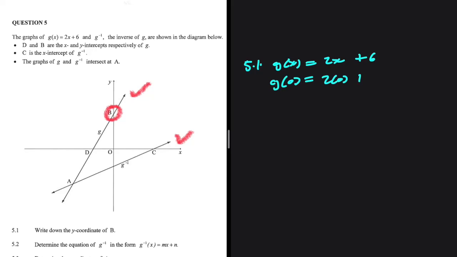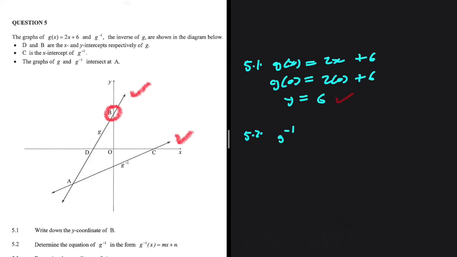We have two functions, g of x and g inverse. We're supposed to find the y-coordinate of B, the y-intercept of g of x. We are given the equation g of x equals 2x plus 6. If you want to find the y-intercept, you let x equal 0. So we're going to have g of 0 equals 2 multiplied by 0 plus 6. So y is going to be equal to 6. 2 multiplied by 0 is just 0. So that is the y-coordinate of B. That's 5.1.